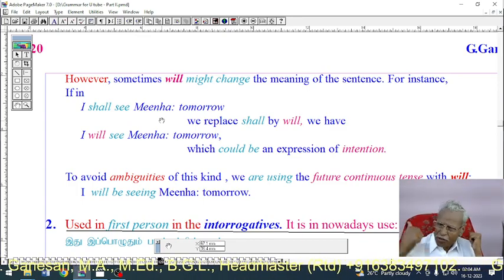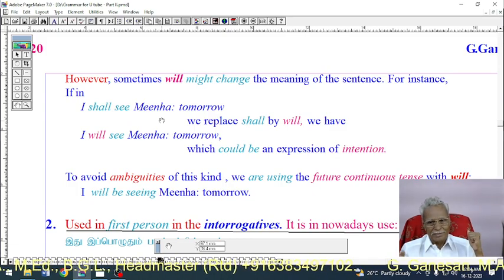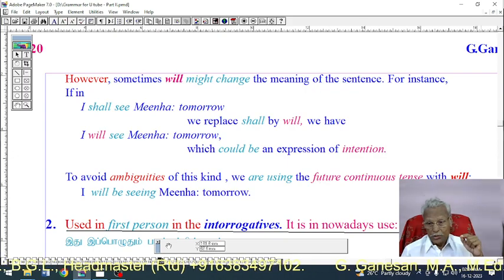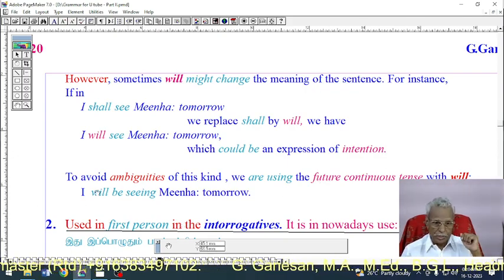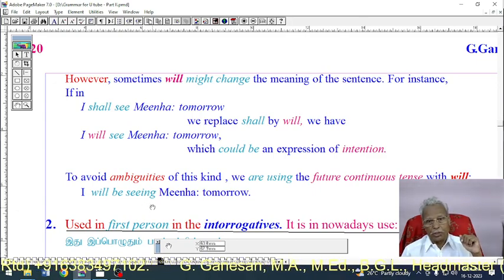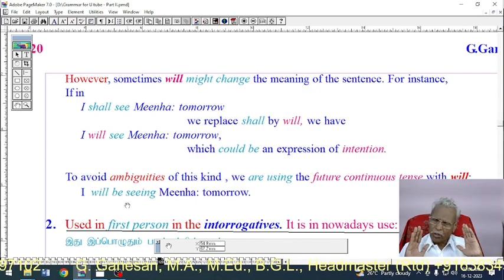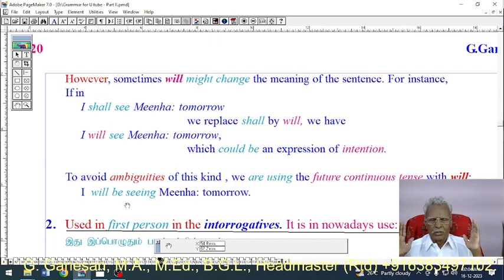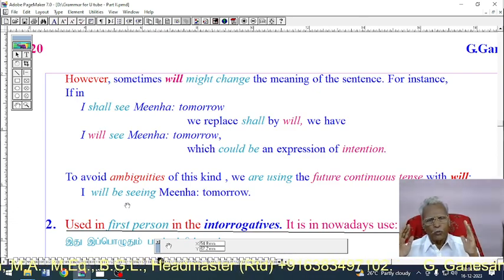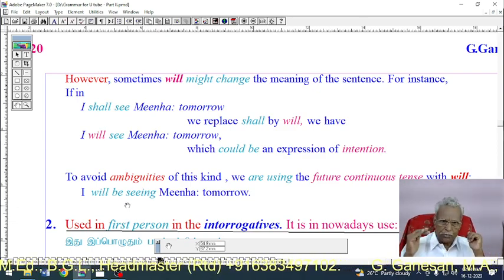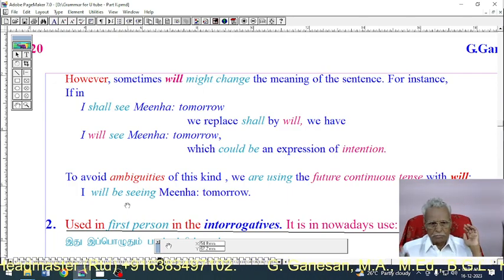So, to avoid these ambiguities, you can use will, the future tense. I will be seeing Meena tomorrow. But to avoid these ambiguities, we can use shall for the first person and will for the second and third person.